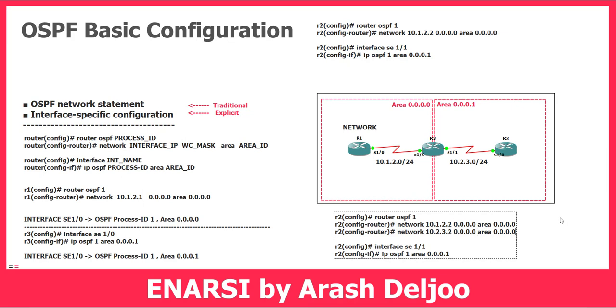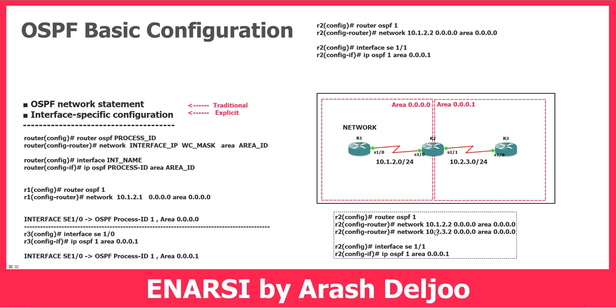As you can see here, we have a conflict. Why? Because we have configured router OSPF 1 network 10.2.3.2, which means this interface, serial 1/1 interface, 0.0.0.0 area 0, but this interface should be residing in area 1. Here we have the correct configuration.